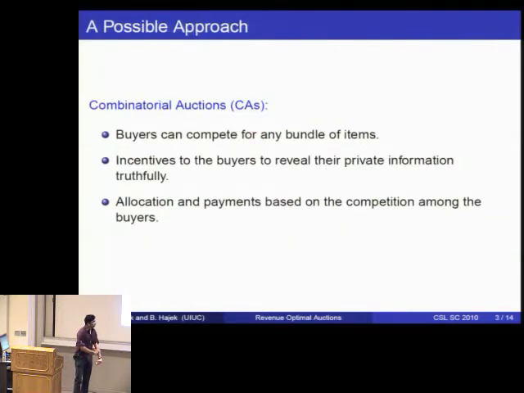A possible approach here is to use combinatorial auctions. A combinatorial auction allows buyers to bid for different subsets of items, or different bundles, simultaneously. It provides an incentive to buyers to reveal their true information. And at the end, the allocations and the prices of the auction are based on the competition among different buyers.